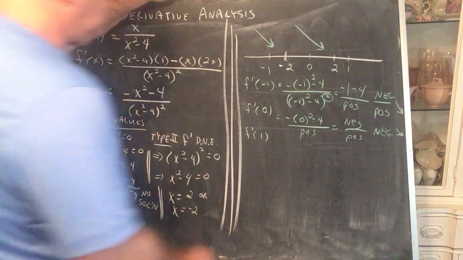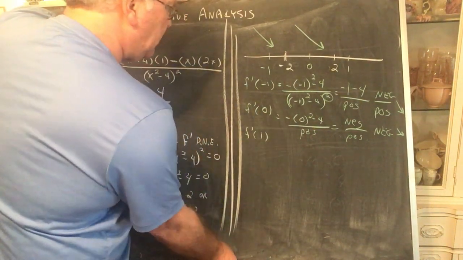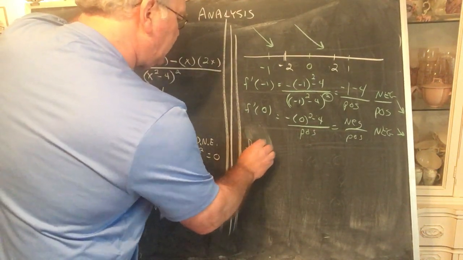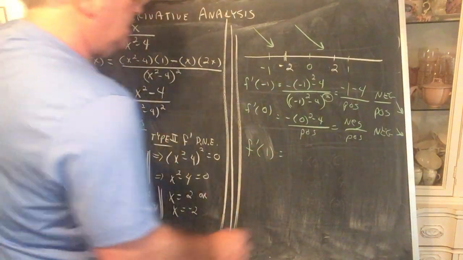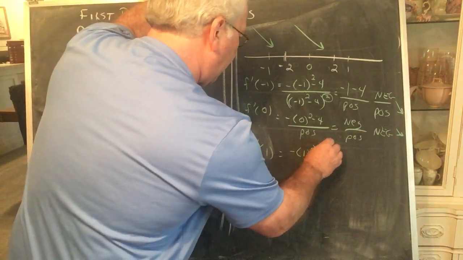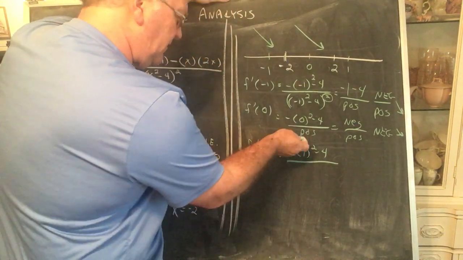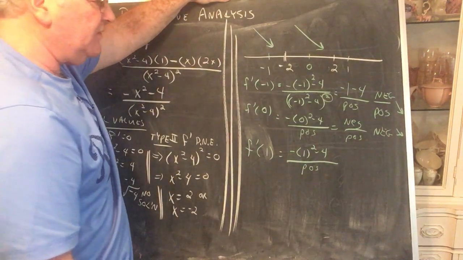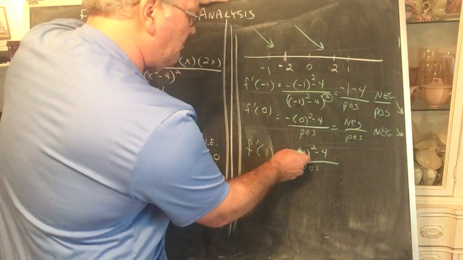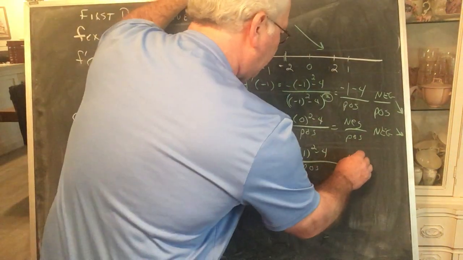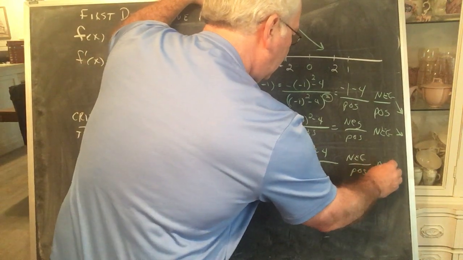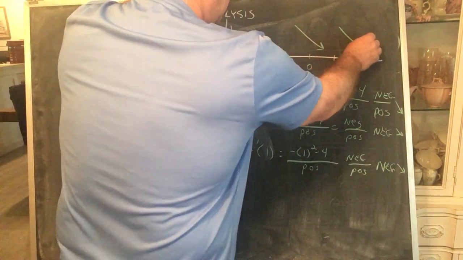And then the last piece is what happens in this interval from 2 to infinity. That is found by using the derivative evaluated at 1, and negative 1 squared minus 4 over, and again, we've determined this several times now, the denominator is always going to be positive irrespective of the choice. Negative 1 minus 4 is a negative number. So again, we have a negative numerator and a positive denominator. That means the derivative is negative, which means the function is decreasing.